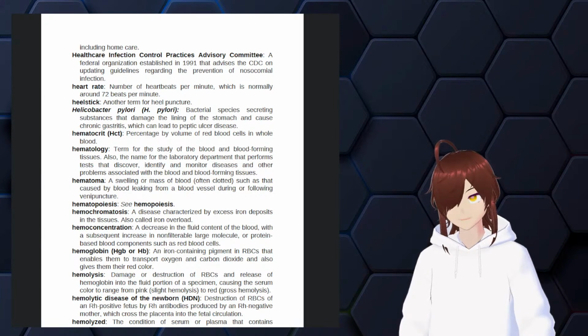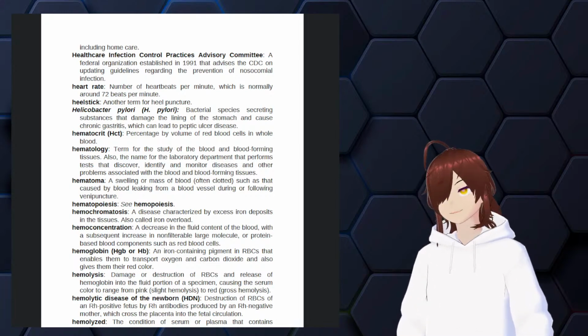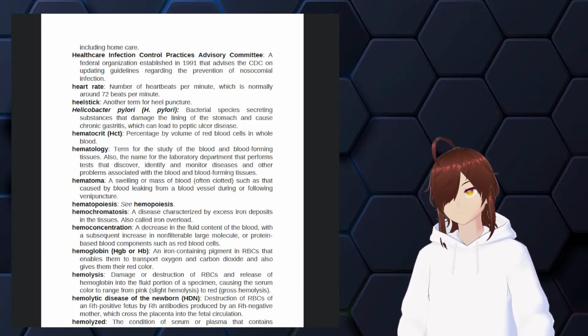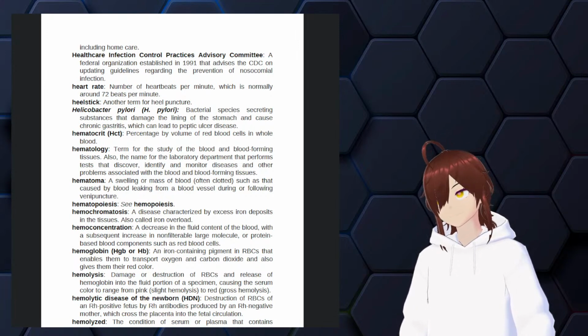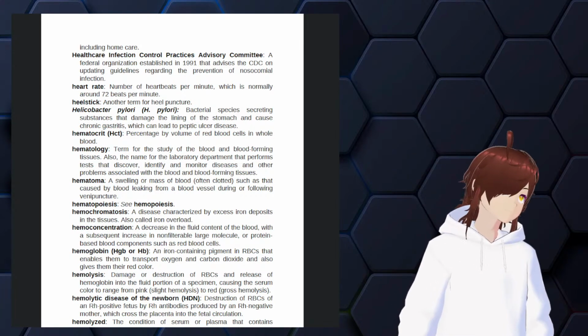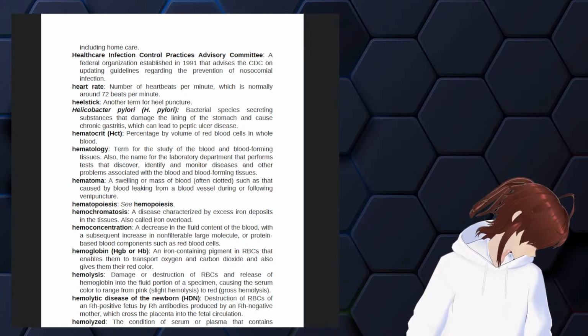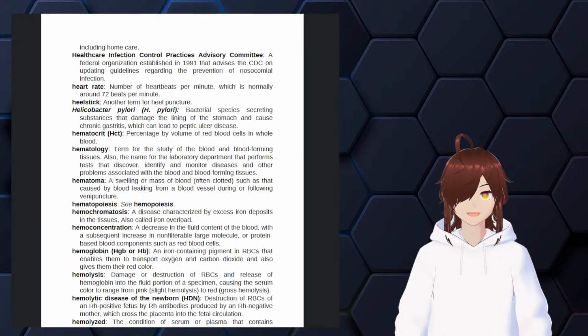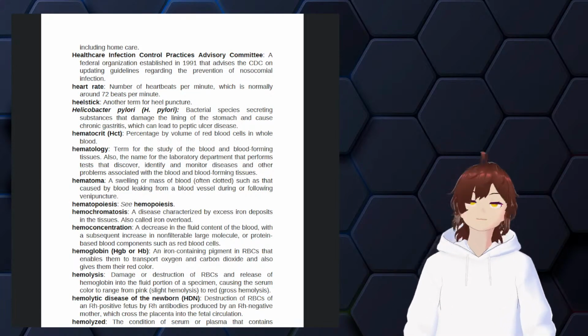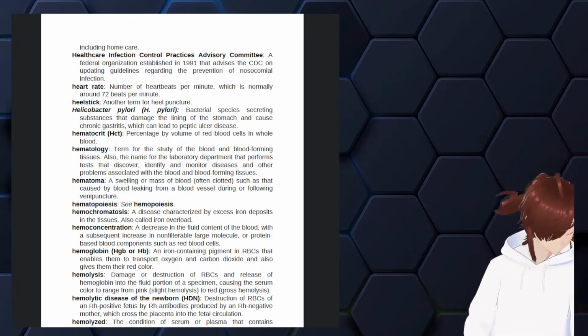Hematocrit, HCT, percentage by volume of red blood cells in whole blood. Hematology, term for the study of the blood and blood-forming tissues. Also, the name for the laboratory department that performs tests that discover, identify and monitor diseases and other problems associated with the blood and blood-forming tissues. Hematoma, a swelling or mass of blood, often clotted, such as that caused by blood leaking from a blood vessel during or following venipuncture. Hematopoiesis, see hemopoiesis.